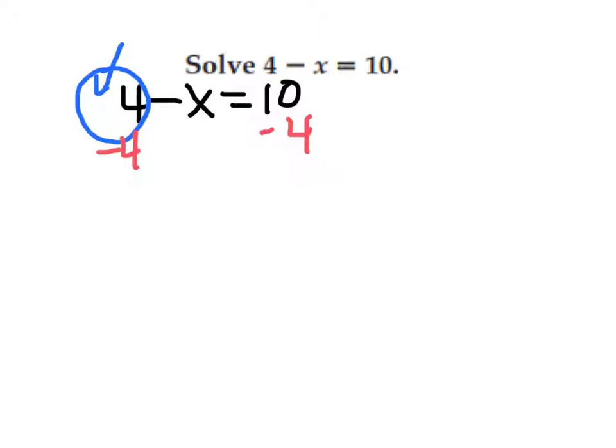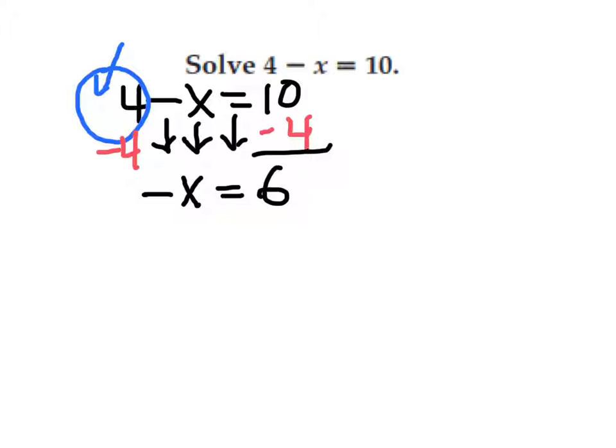Now 4 minus 4 gives me 0. I'm going to bring everything else down. So there's my negative, there's my x, and there's my equal sign. And I'm just going to go ahead and go 10 minus 4. It gives me 6.